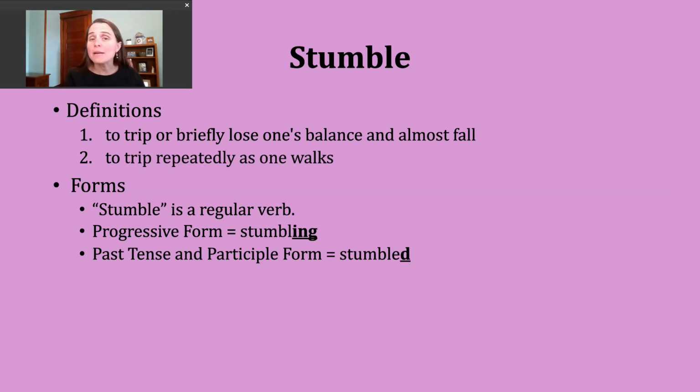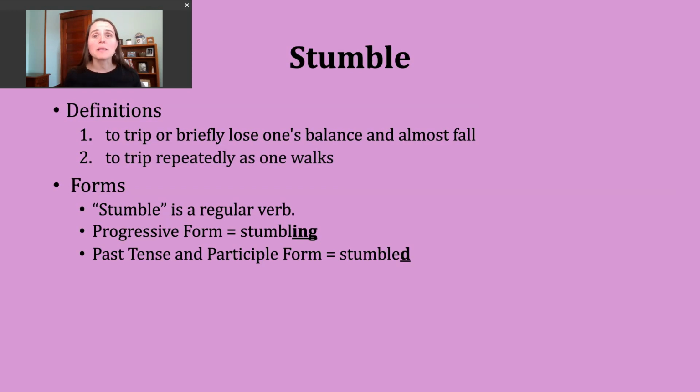Now, we'll be talking about some other ways to use the verb stumble with our phrasal verbs, but for now, I want you to know that stumble is a regular verb. To make the progressive form of this verb, you're going to drop the E and then add ing to form stumbling. The past tense and participle forms of this verb can be made by just adding the letter D, since this verb already ends in an E.